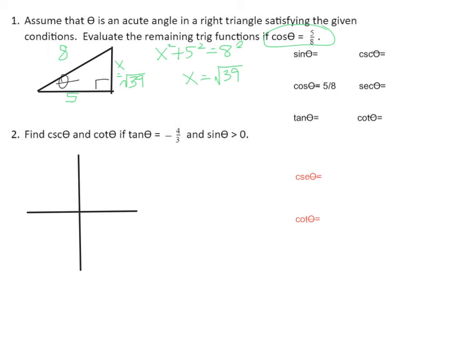We know that sine of theta is opposite over hypotenuse. Opposite of theta is root 39. Hypotenuse is 8. Root 39 can't be simplified or reduced any further, so I can just leave my answer like that. Cosine was already filled in because that was given to us in the original problem, so that's 5/8. Tangent of theta is opposite over adjacent.